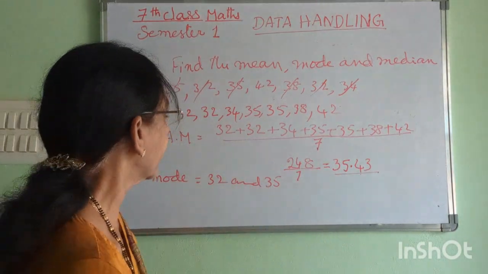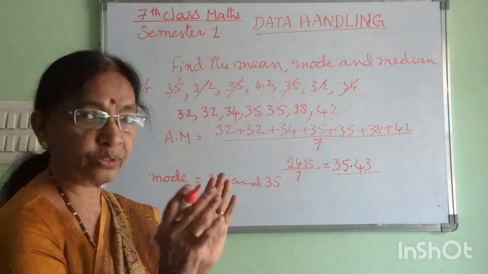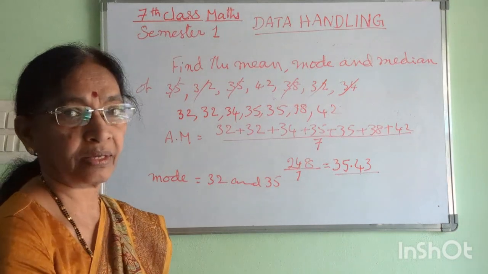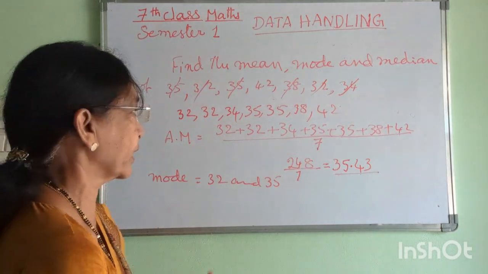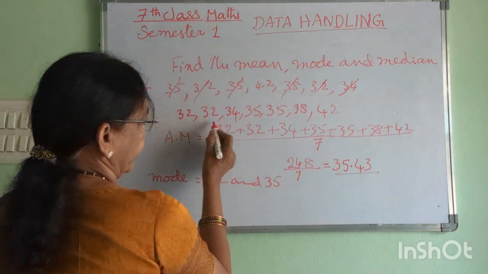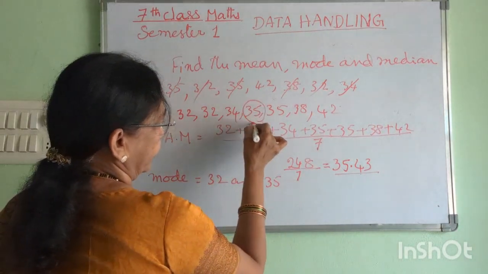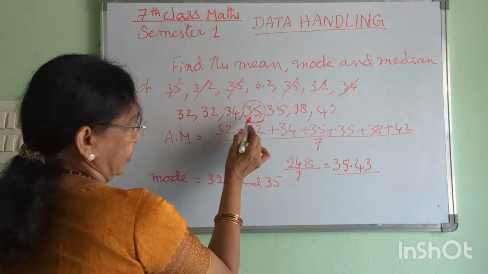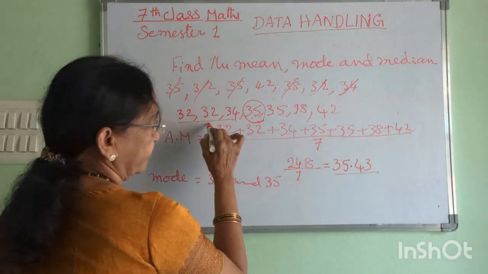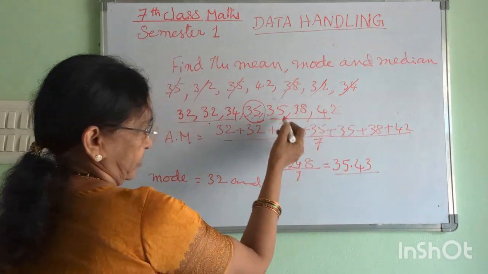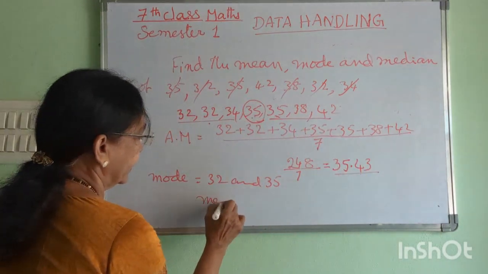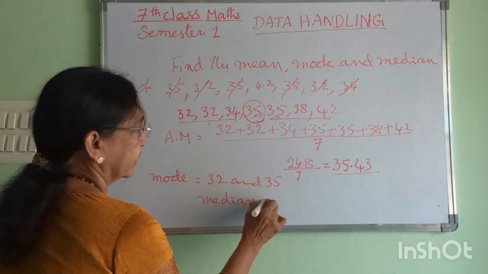And the median divides the data into two equal parts. In one part, all the observations are greater than the middle number, and in the other, all the observations are less. So 1, 2, 3, 4. This is the middle observation. So the median is 35. These are all less than 35, and these are all greater. Sometimes it may be equal. So the median is equal to 35.